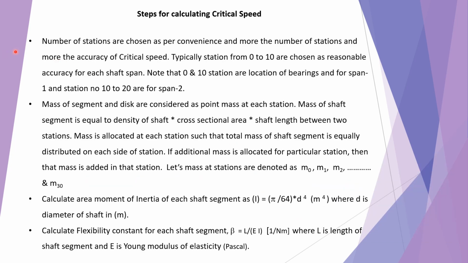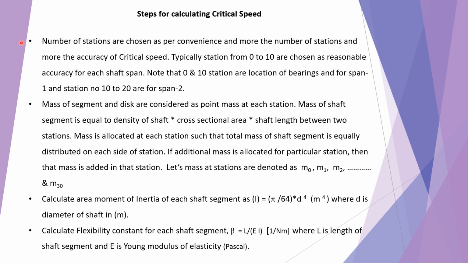Now steps for calculating the critical speed. Number of stations are chosen as per convenience, and the more the number of stations, the more the accuracy. For critical speed, typically stations from 0 to 10 are chosen as reasonable accuracy for each shaft span.